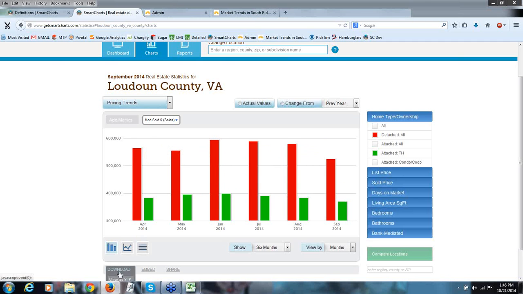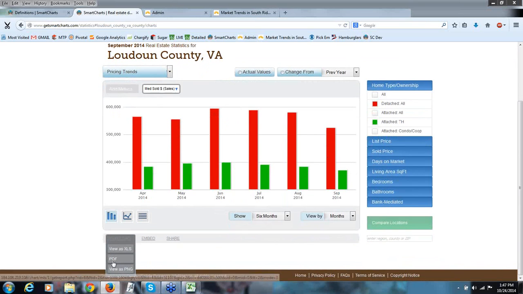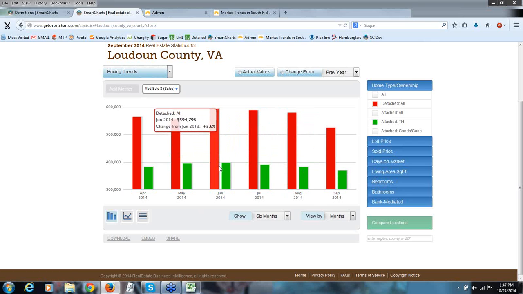So I can either download any of this data as an XLS or PDF, or view this as a PNG. Downloading as an XLS is a great way to get 10 years worth of data for all these different facets that you've turned on. So you can get price per square foot for 12 different living area square foot ranges, for instance. Download that to Excel. The chart in this space might not look great, but you can download that and use that data from there.